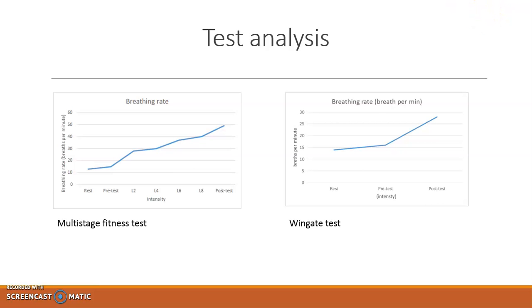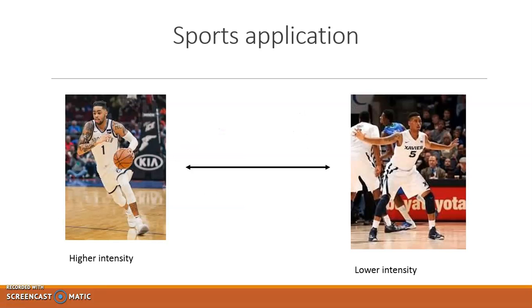Applying this to sport, when a basketball player gets a rebound and dribbles the full length of the court to score a basket on the other end, their breathing rate will be high as they have just done a short burst of intense work, shown here.